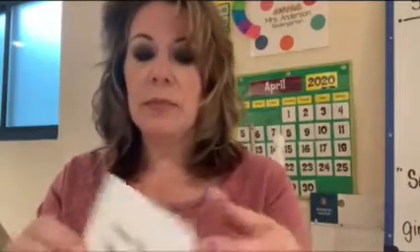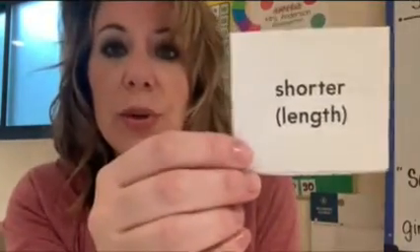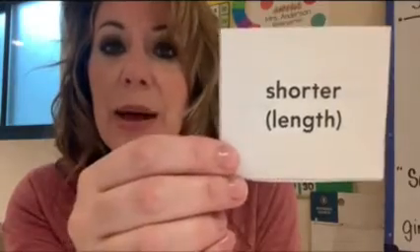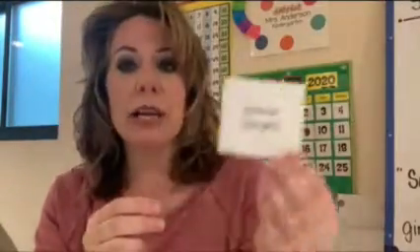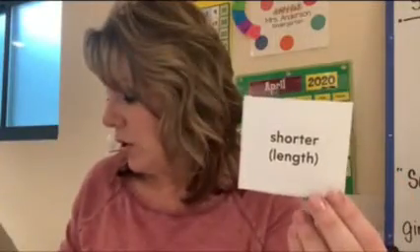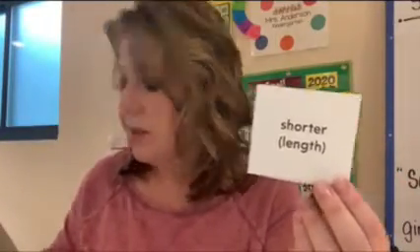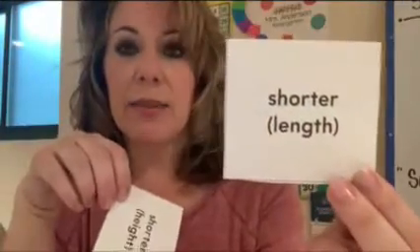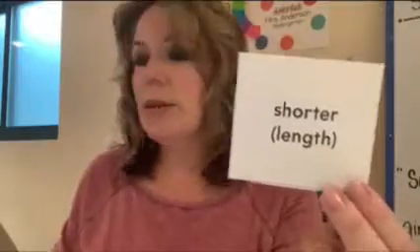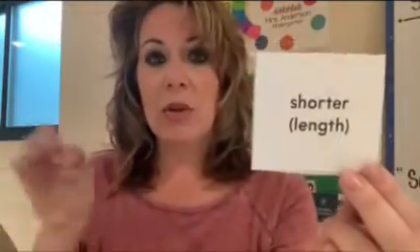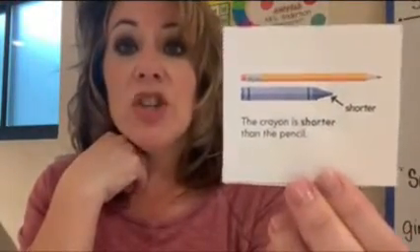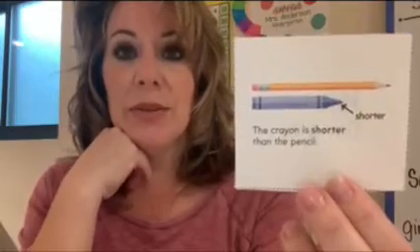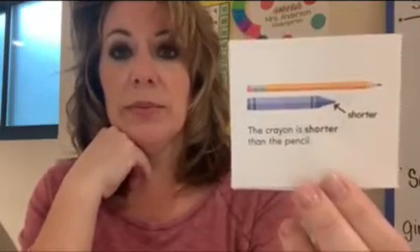Okay, now let's talk about shorter. Shorter when we're talking about length. So we have shorter in height, and now we have shorter in length. Okay, so length can be, if we lay it out, how long is it? So the crayon is shorter than the pencil. It's shorter than the pencil. Good. All right, guys, last word.